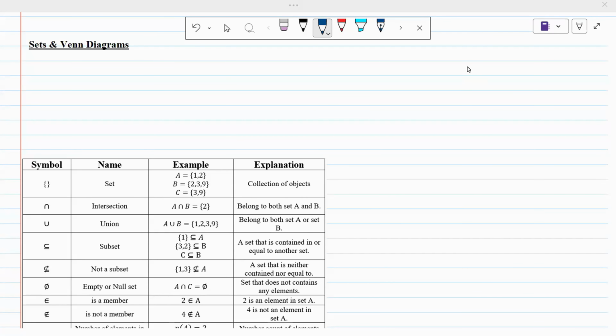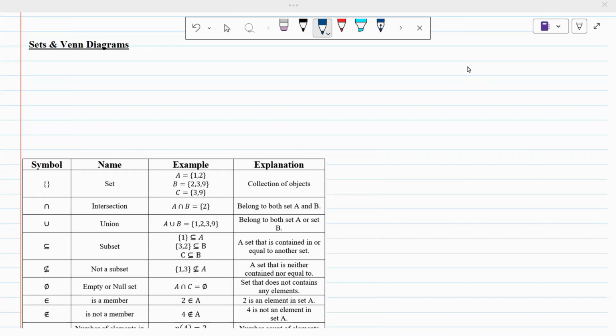Sets and Venn diagrams is the topic for today's class. We're going to start with the basics of sets and Venn diagrams. This topic can come in either of the two papers, either with calculator or without calculator. So you can expect it in any one of the two papers.